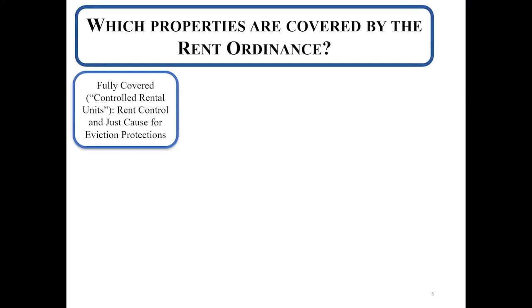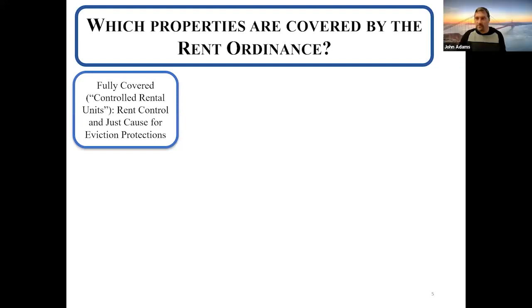Rent ordinance creates three statuses that a property or a unit might fall under. Those are fully covered, partially covered, and fully exempt.